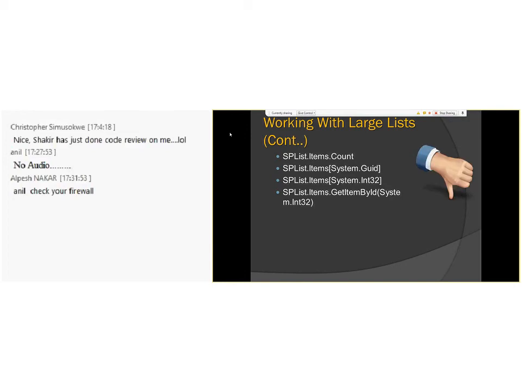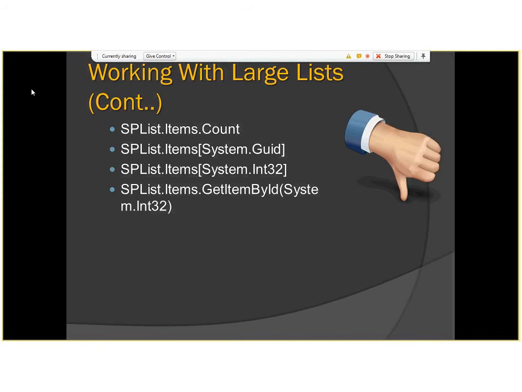This is the same problem I discussed in my previous slide, that I'm loading the whole SPListItemCollection object as the items, and then I'm performing the count over that. And in the later example, if I want to get an item by the items, then I'm providing the GUID and the item ID.